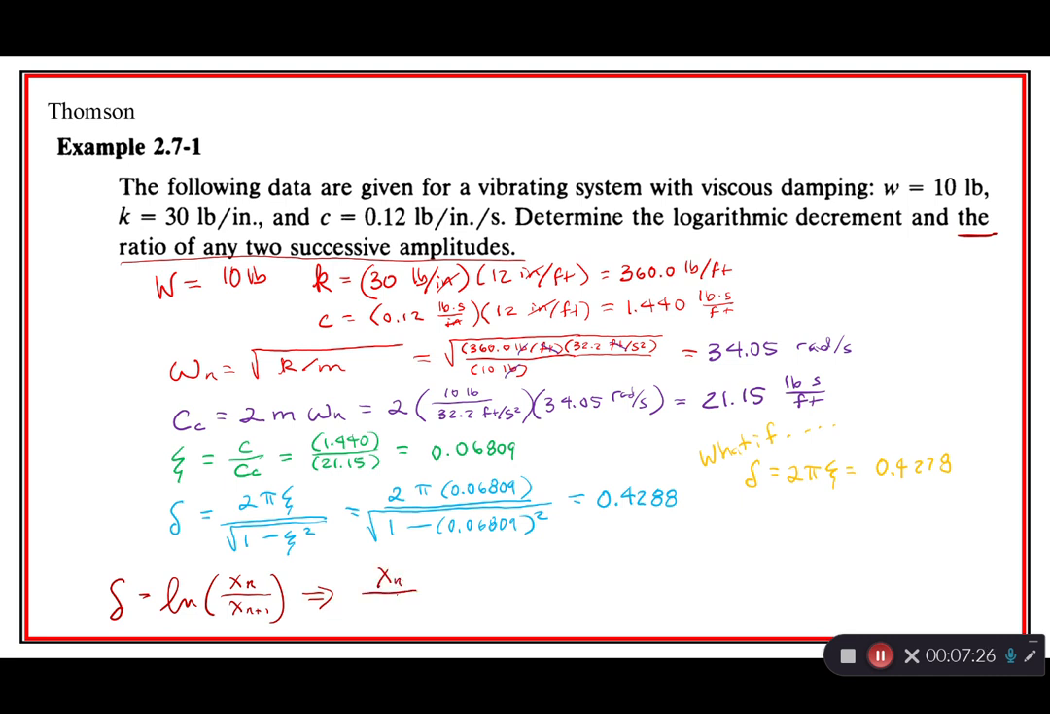That's another way that we can write this, but we will write it out here. x n over x n plus 1 is equal to e to the delta, or e to the 0.4288, which equals 1.535.